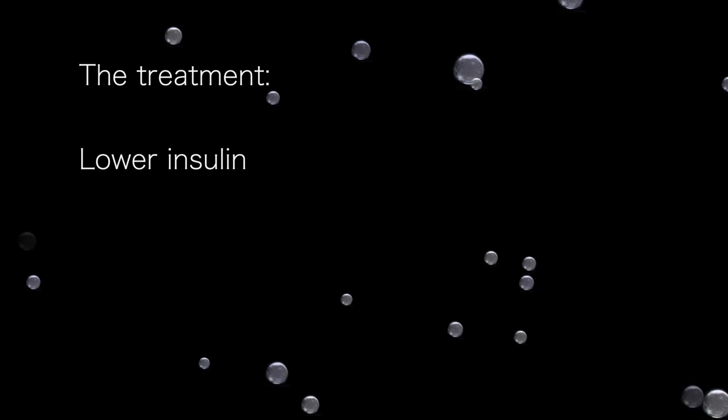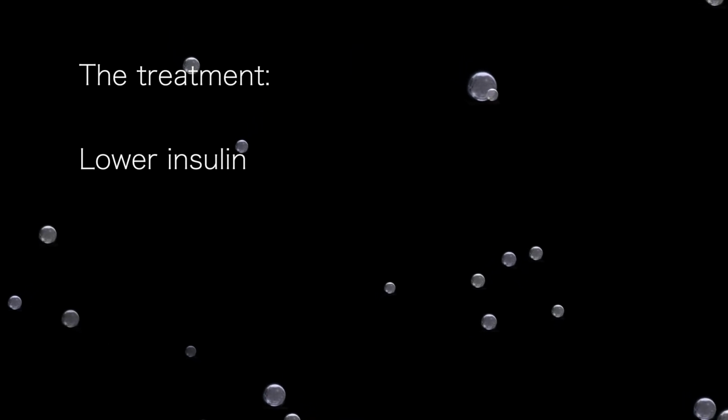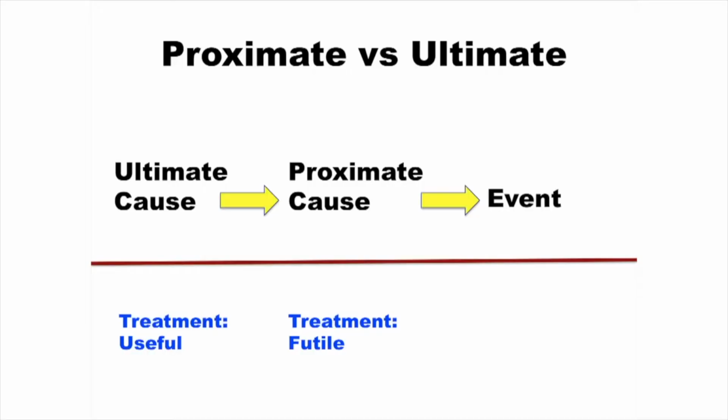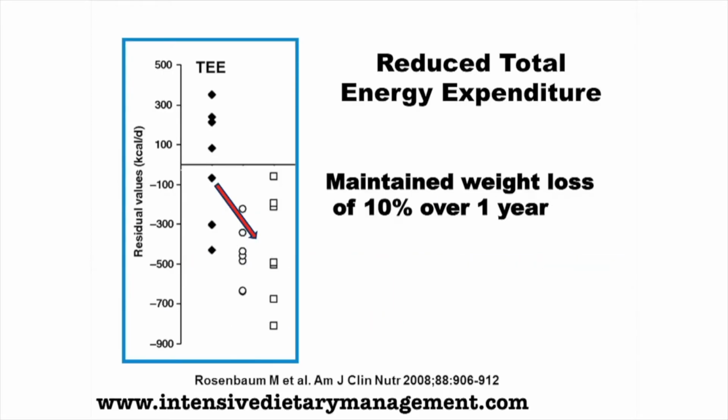The treatment? Lower insulin. So if you're worried about obesity, the proximate cause of obesity is too many calories, right? That's the thing that goes right before it. But the thing that ultimately causes it is the ultimate cause, okay? So if you treat the proximate cause, it's kind of futile. It doesn't really work. If you treat the ultimate cause, because that's what's really underlying this disease, that's what is important.